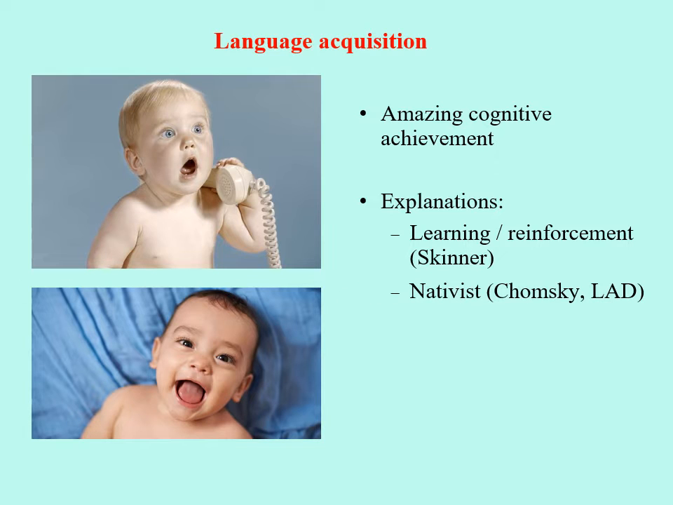The other alternative is the nativist view, most famously represented by Noam Chomsky, who argued that humans learn language essentially because they are born with a language acquisition device, an LAD, which makes it possible to learn language very quickly at a very young age, simply because our brain is already programmed to acquire this skill.